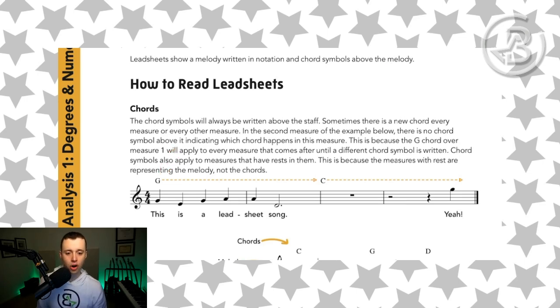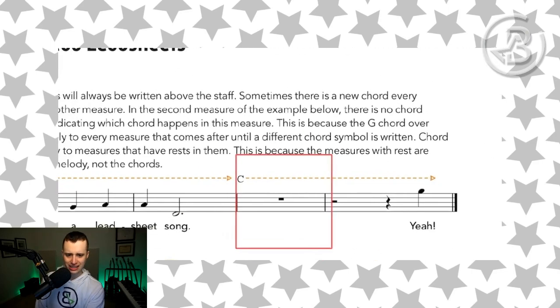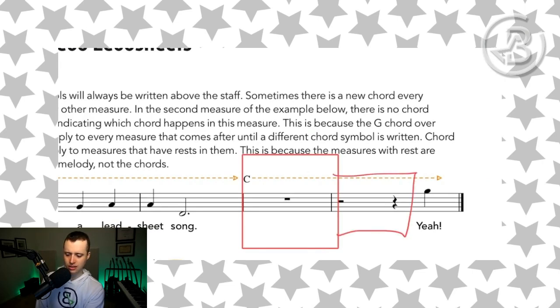So chord symbols also apply to measures that have rests in them, and this is because the measures with rests are showing a rest in the melody or in the notation, but not a rest in the chord. So you can see that this measure right here, there's a whole rest and there's a C chord over it. And even over here, there's a half rest and a quarter rest, still with a C chord over it. All of that is okay. Those are 2 separate things. The rest is for the melody or the single notes, but the chord continues on even though there is a rest in the melody.